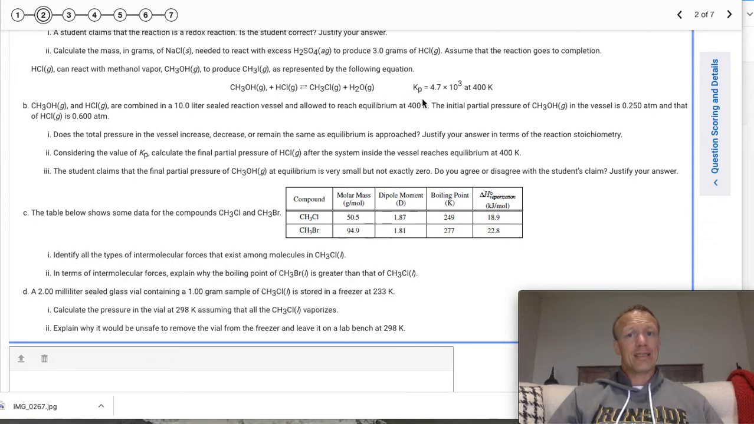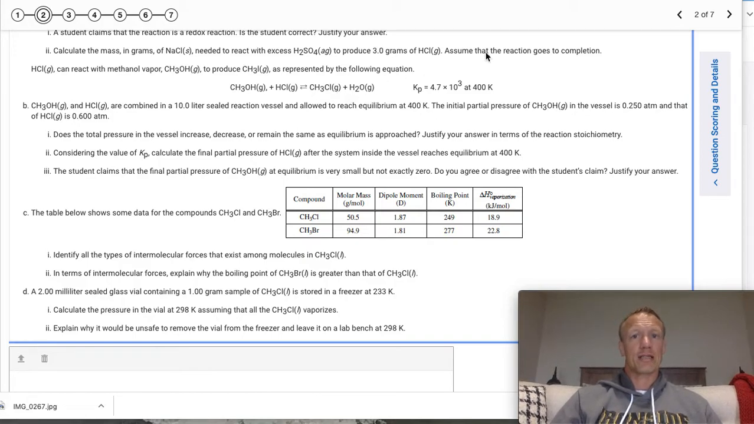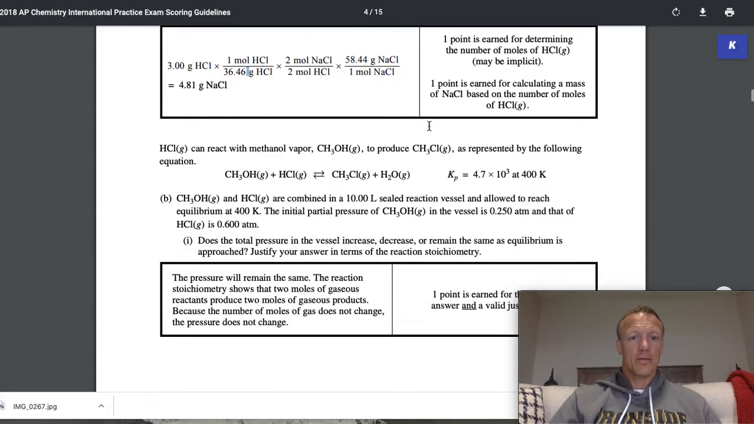The reaction is going essentially to completion. So we're going to move a lot in the forward direction, but for every mole of this that's used, we produce a mole of gas over here. Since the moles of gas do not change, the pressure is going to stay the same in this reaction. Let's see what they say here.